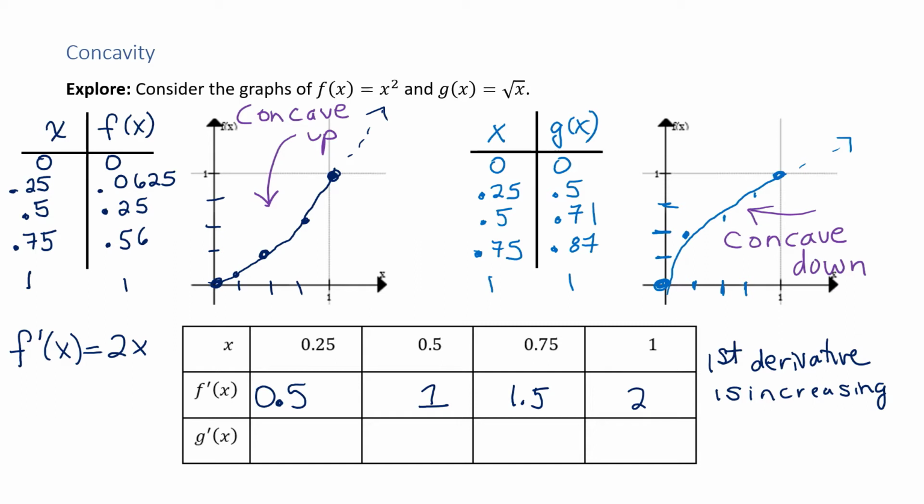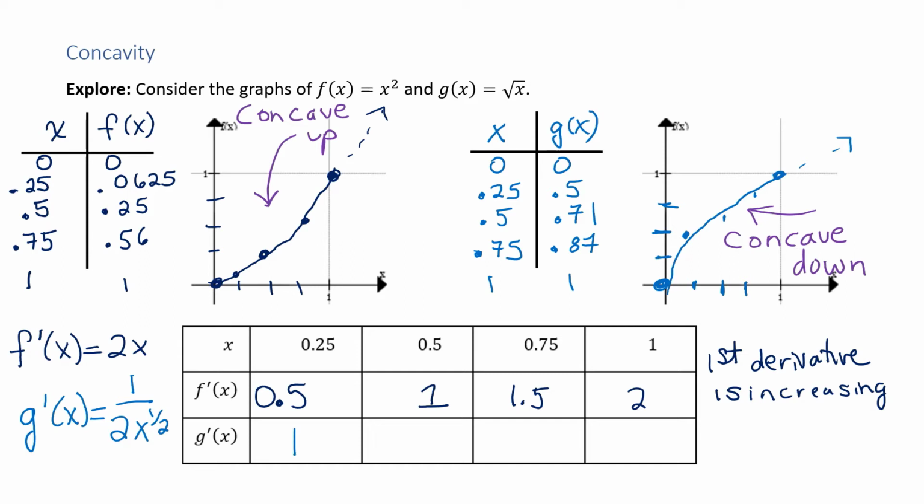Let's see what happens with the derivative of g. We compute the derivative, g prime of x, that'll be 1/2, and in the denominator, x to the 1/2. We'll get decimal approximations. The first one's easy. At 0.25, you get 1.